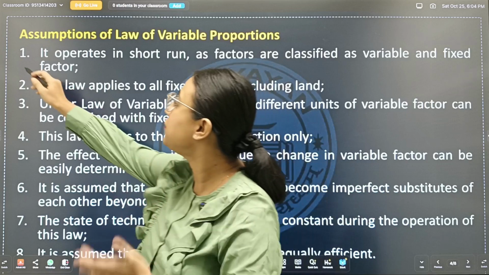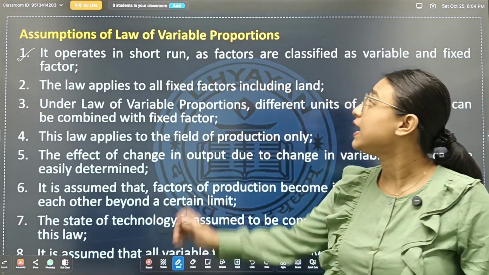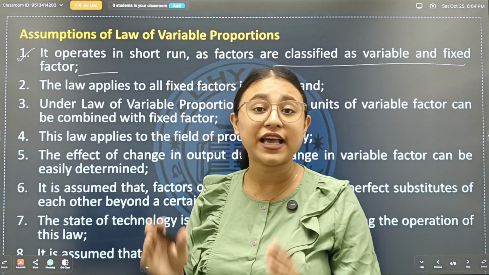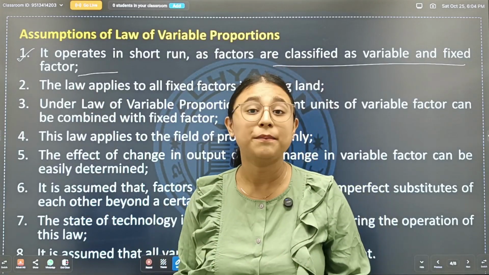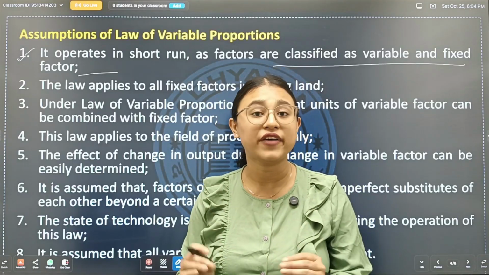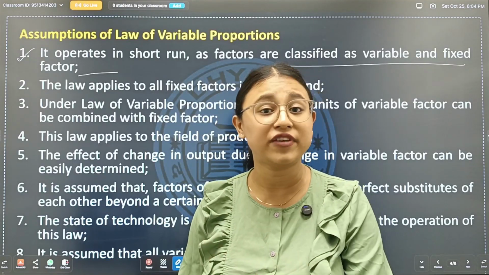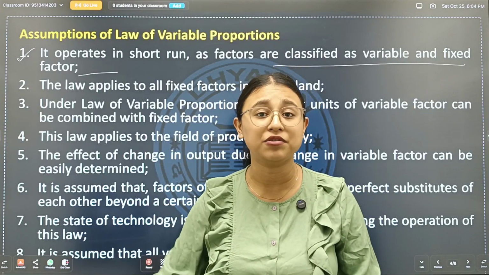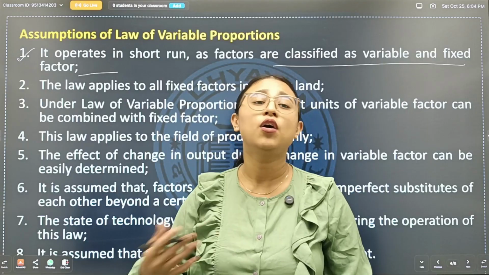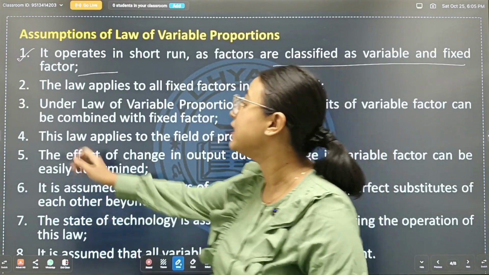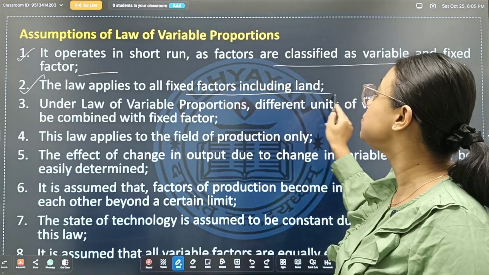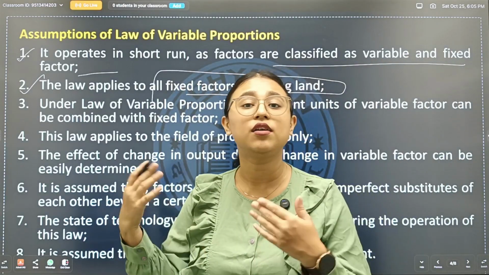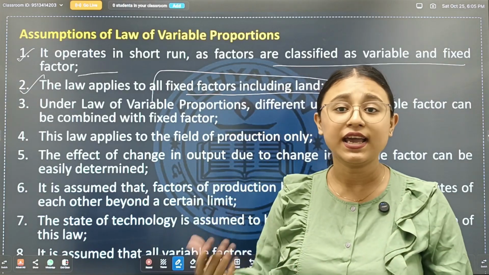What are these assumptions? The first one is it operates in the short run, as factors are classified as variable and fixed factors. Of course, we are operating in the short run, meaning in the short run we can differentiate factors into variable and fixed factors, because in the long run all factors can be changed, meaning in the long run all the factors will be variable. Fine. And this law applies to all fixed factors including land. The law of variable proportion operates on land also.